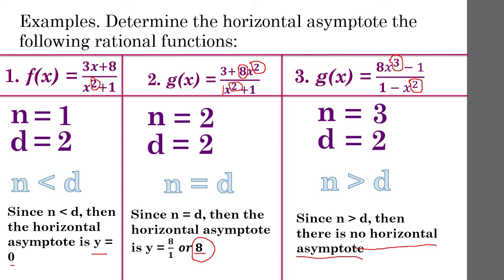Okay, so that is how we are going to determine the horizontal asymptote of the rational function.